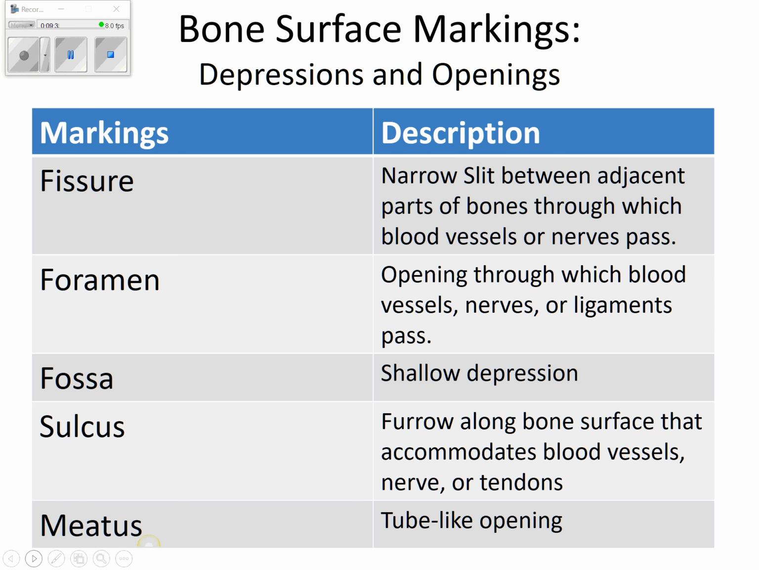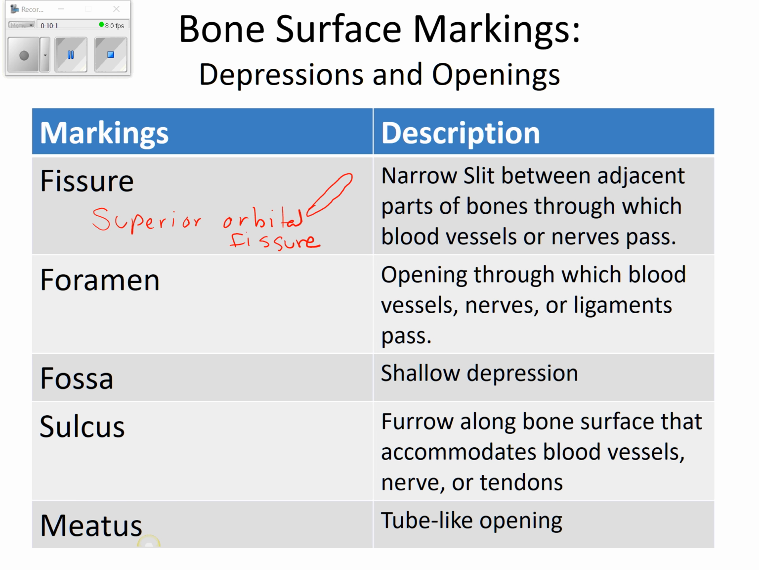First we have the fissure. That's a narrow slit, like an opening, but narrow. I'm not an artist, but I'm going to draw a little example there. It's a narrow slit between the adjacent parts of bones through which blood vessels or nerves pass. One example that we will talk about is the superior orbital fissure. I'll try to write these on the board for you.